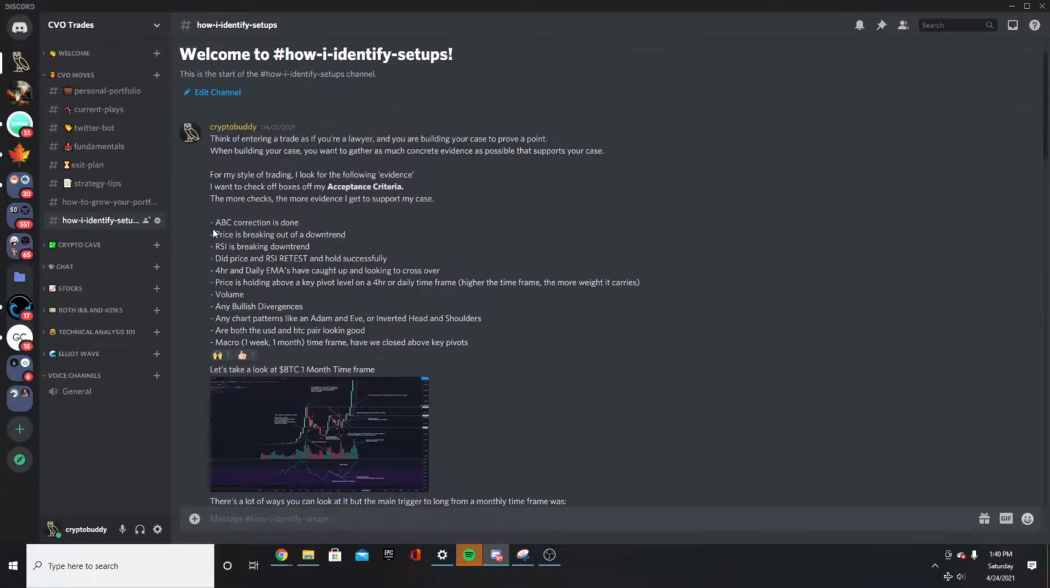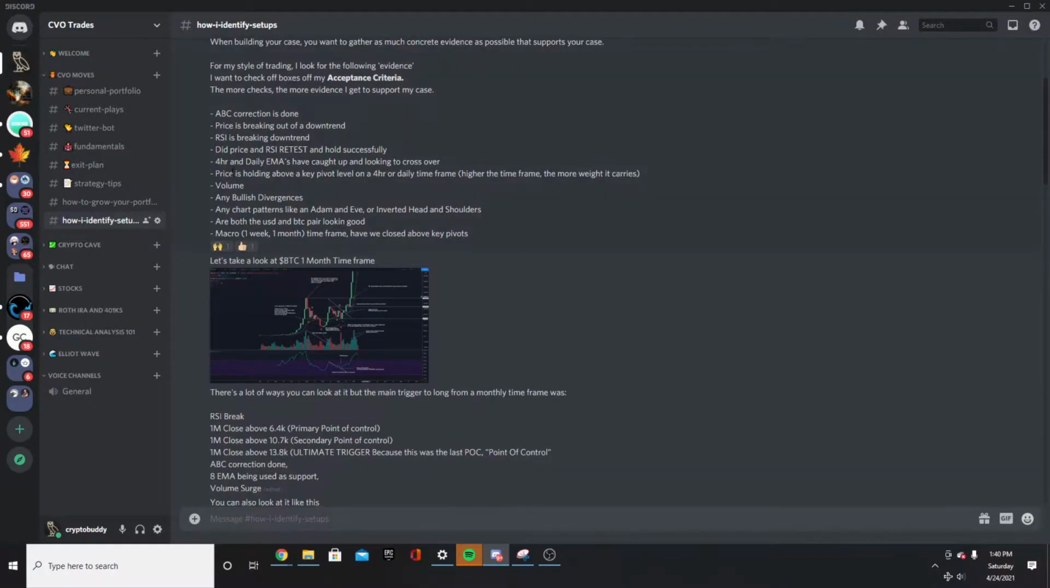So, is there an ABC correction that's done? Is price breaking out of a downtrend? Is RSI breaking out of a downtrend? Did the price and RSI retest and hold successfully? How are the EMAs looking? Did the 4-hour and daily EMAs catch up? Are they about to cross over? Is the price holding above a key pivot level on a 4-hour or daily time frame? The higher the time frame, the more weight it carries.